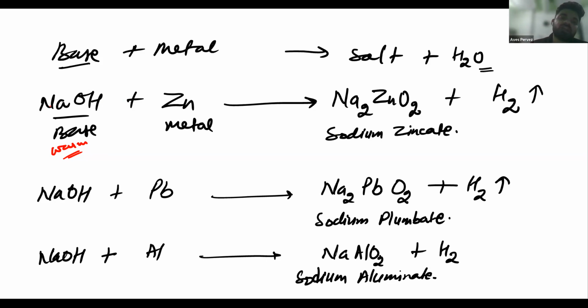Now this is NaOH. When added to zinc, it will form sodium zincate. When NaOH is added with lead, it gives sodium plumbate, Na2PbO2. And this is AlO2, that is aluminate. Don't write 2 here because this is not 2 in the formula. Na AlO2. You need to memorize the correct formulas for sodium zincate, sodium plumbate, and sodium aluminate. Plus hydrogen gas will be produced. Got it?